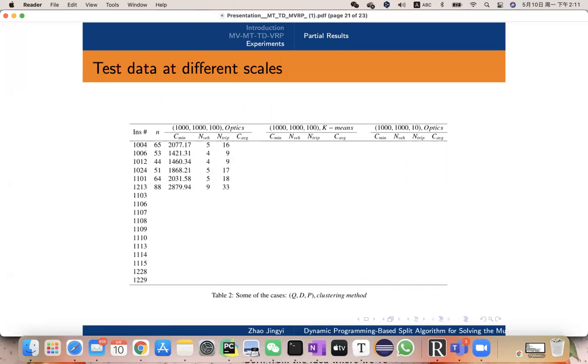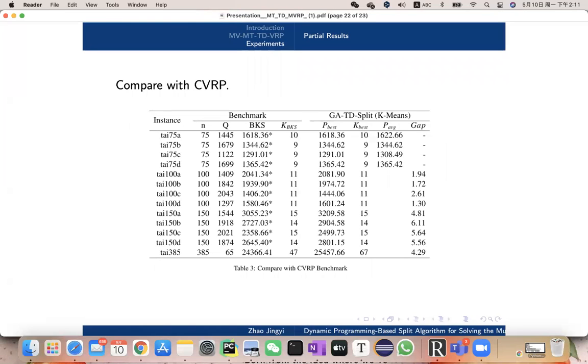So we provide the benchmark for this time-dependent multi-trip vehicle routing problem. And this is the first time to solve this problem. Hopefully others can solve this problem with some other methods and compare with this benchmark. Finally, we compare with a classic CVRP problem, and we find that we can get the optimal solution, the best solution, with small-scale data.